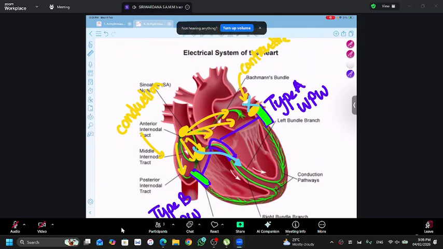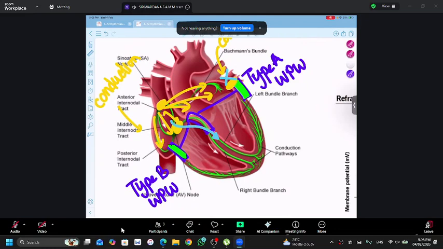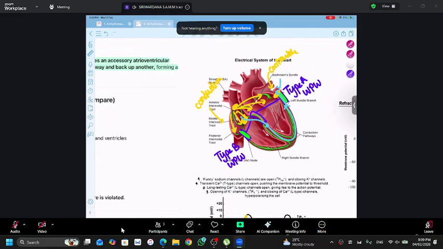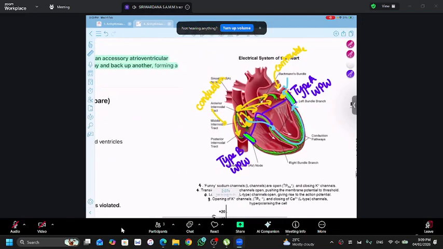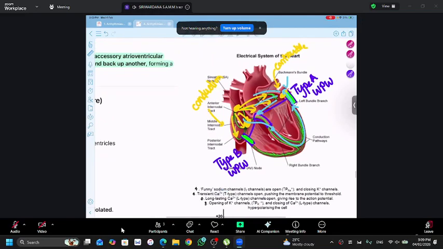So the impulse then reaches the bundle of Kent retrogradely from above. By the time it gets here, this pathway has now recovered. So conduction can happen retrogradely along the bundle of Kent. Then the impulse starts spreading across the atrium.